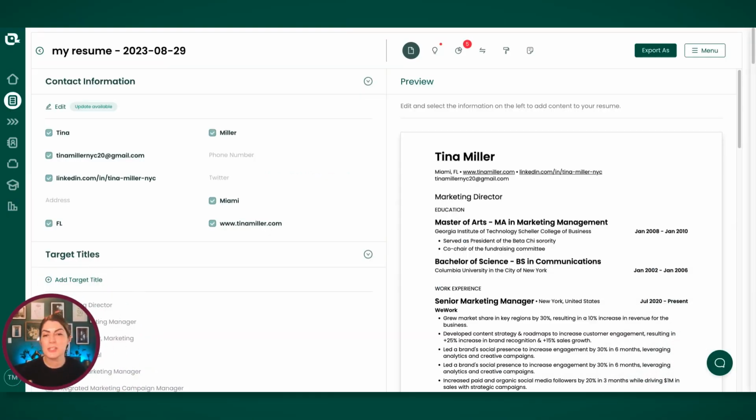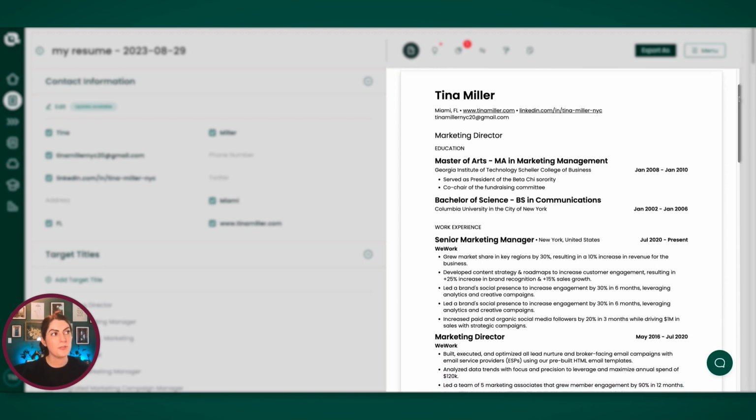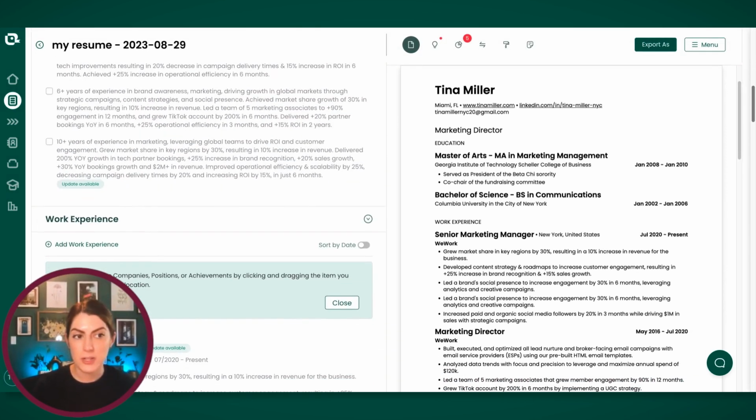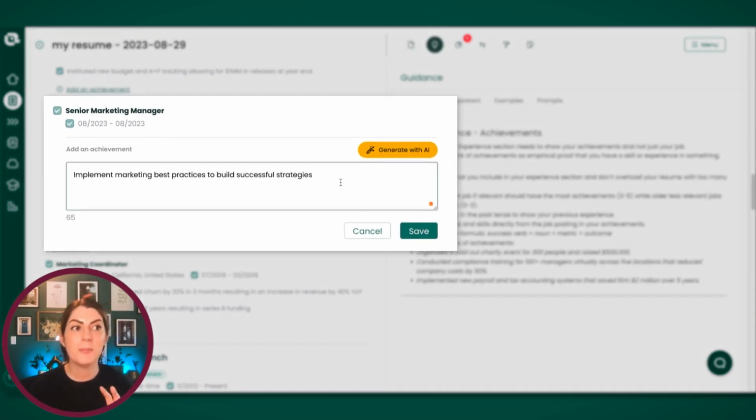Today we're going to be using the Teal Resume Builder. On the left-hand side, we'll show your working document of your past work experience, and the right-hand side will be the finished preview of your resume. If you scroll down and add in your work experience, we're going to be using sample data: implement marketing best practices to build successful strategies.